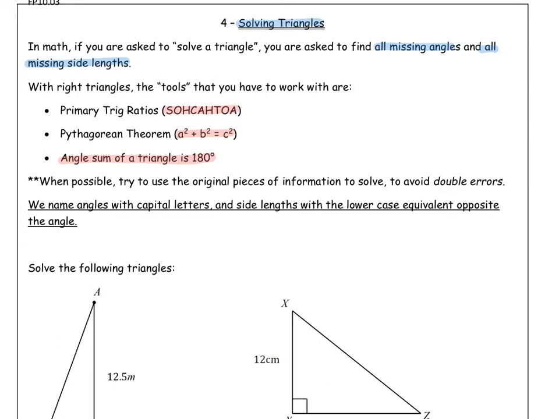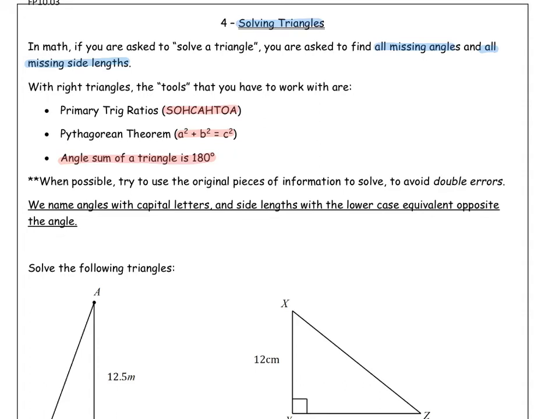And also just a tip that when possible, try to use the original pieces of information to solve to avoid double errors. Because if you calculate, say, a side length, and then use that side length to get another piece of information, if you made a mistake the first time, then both answers are going to be wrong.